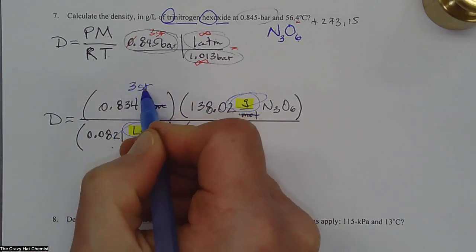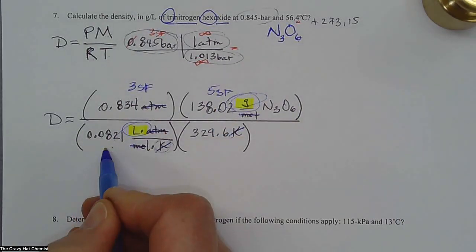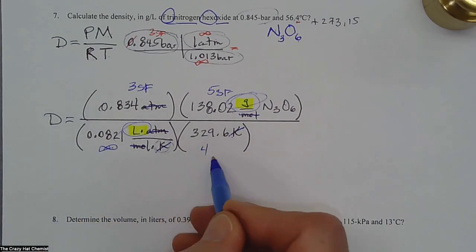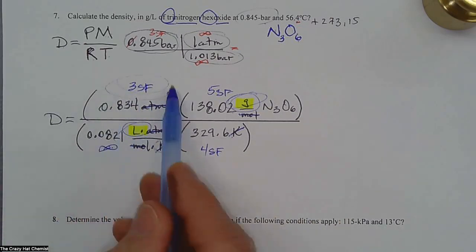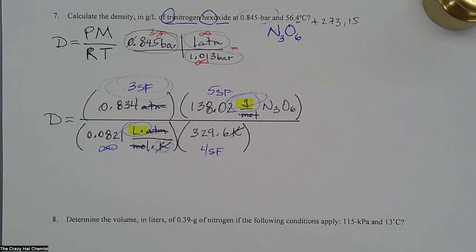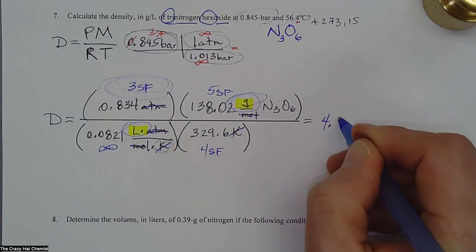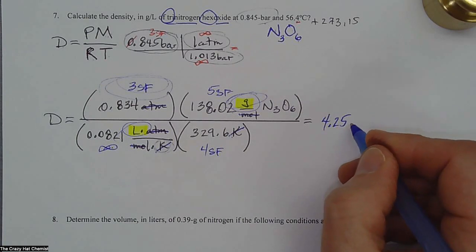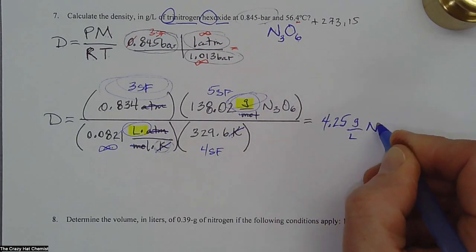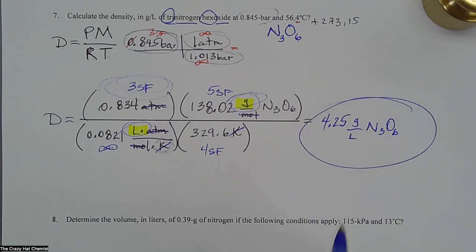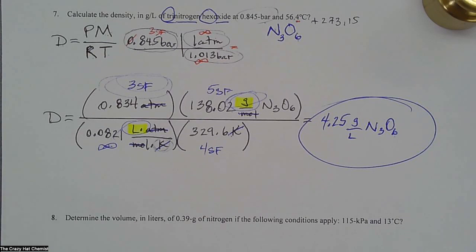This has 3 significant figures. This has 5 significant figures. This has either 3 or infinite. It's kind of like a definition, so you could call it infinite in this particular case, and this has 4 significant figures. So the fewest number of significant figures I have is 3. So I'm going to plug this all into my calculator, and this is going to equal 4.25. That's 3 significant figures, grams per liter of N3O6. And that is the density of trinitrogen hexoxide at these conditions right here. All right. That is number 7.